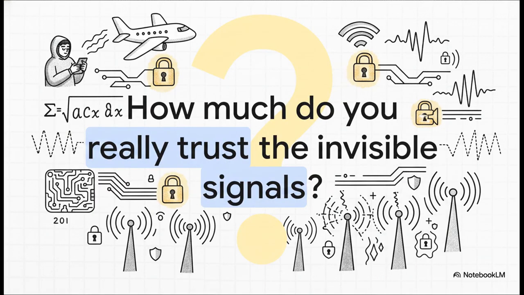So we've journeyed all the way from a hacker spoofing a network midair on an airplane straight down into the mathematical formulas and cryptographic keys designed to keep our devices locked down and safe. It is an ongoing, invisible war happening all around us every single day, which leaves us with one final, lingering thought to ponder. Knowing how incredibly easily the airwaves can be manipulated and cloned, how much do you really trust the invisible signals surrounding you right now?